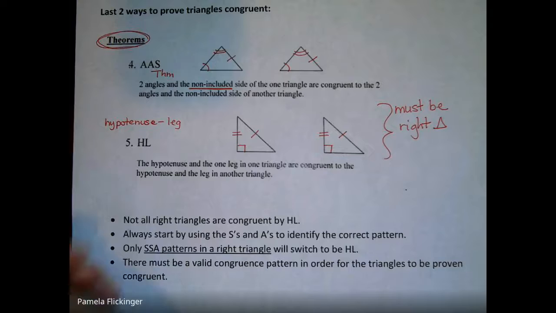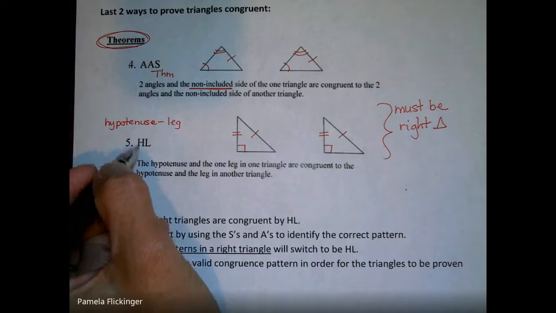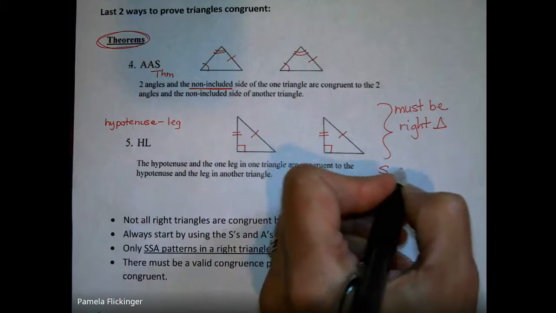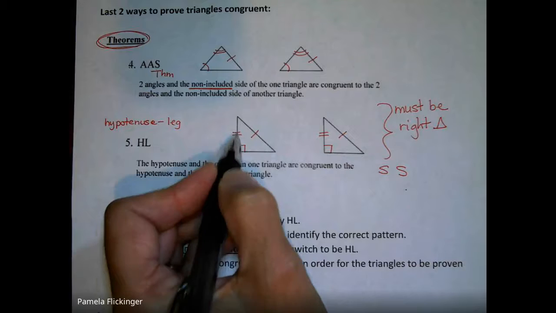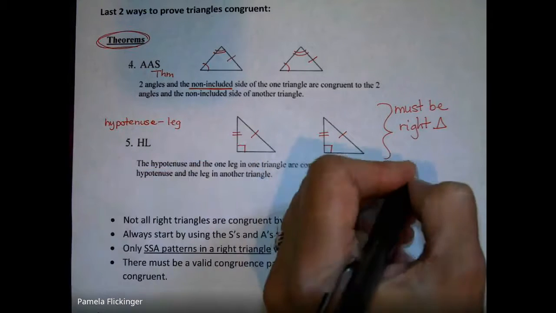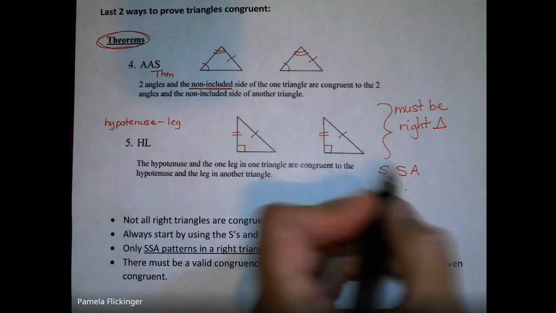So how do we know that it's a hypotenuse leg pattern? Well, the first thing you're going to do is start with the S's and A's. So when you look at this, you should say, okay, there's 2 sides marked, and then the angle is not the one, though, that's between or included. It's not included, so we would put it at the end. Well, that's a bad word spelled backwards.